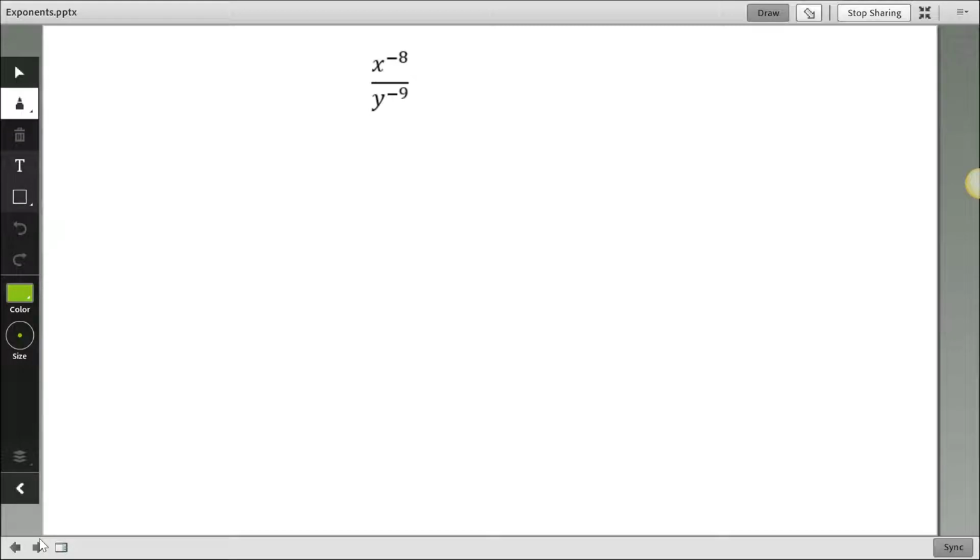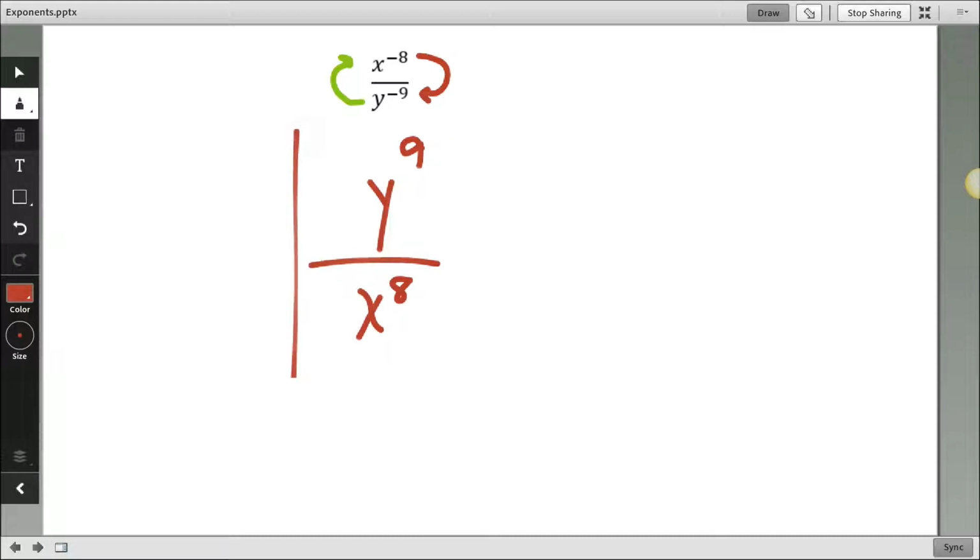Both of these have a negative exponent. We cannot leave negative exponents. So both things will have to move. This will have to move to the top, the numerator. This will have to move down and become a denominator. So they're basically going to flip here. So this will be y to the 9th over x to the 8th. And that's a done deal on that one.